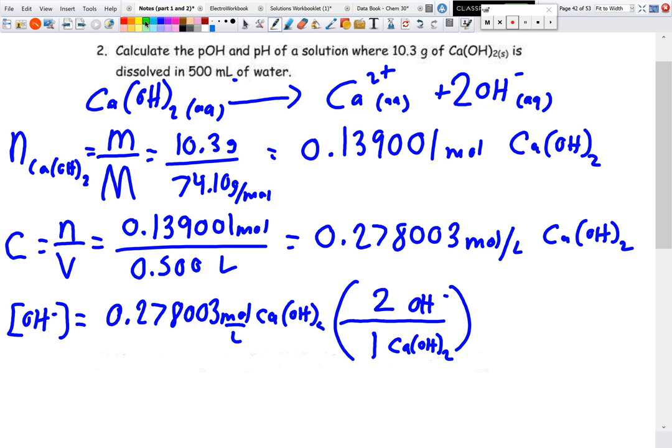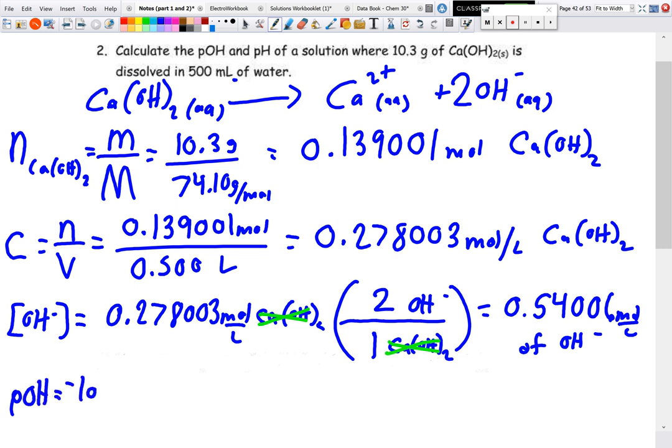So when we do this, the units of calcium hydroxide will cancel out, and then we are just left with hydroxide, which the answer is 0.54006 moles per liter of hydroxide this time. And finally, now that we have the concentration of our ion, pOH is just the negative log of the concentration of hydroxide, and we go negative log of our 0.54006.